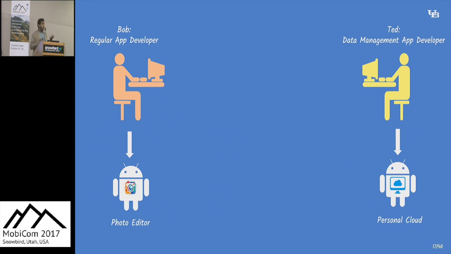In our ecosystem, there are two kinds of developers. Firstly, there's a regular developer called Bob, and Bob develops a photo editing app. While developing, Bob just concentrates on the app logic for a locally available storage for photos. There's another kind of developer in the ecosystem, Ted, who develops data management apps. Ted develops a personal cloud app, and when developing this, he considers only how to manage data across the user's cloud.